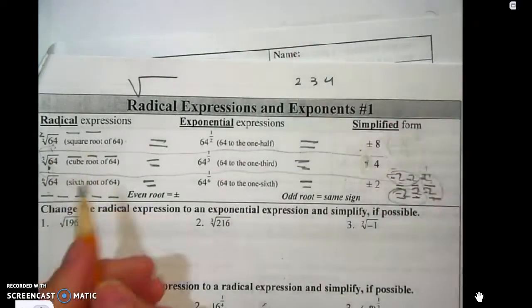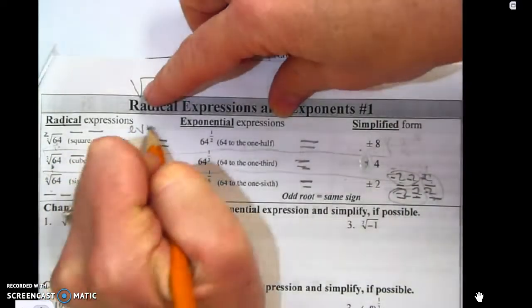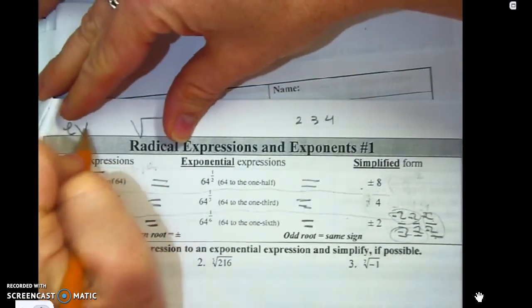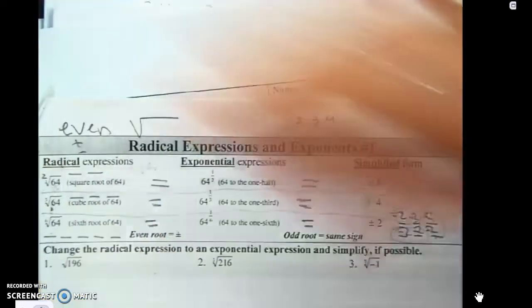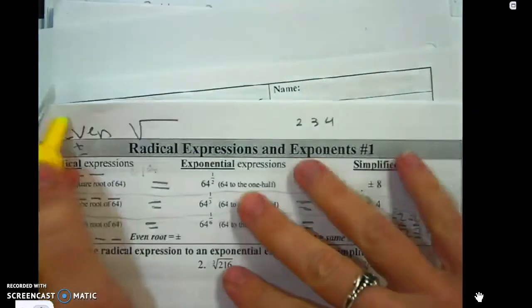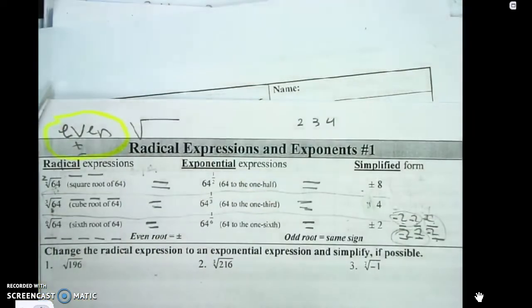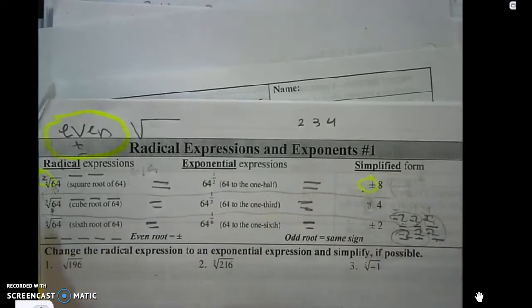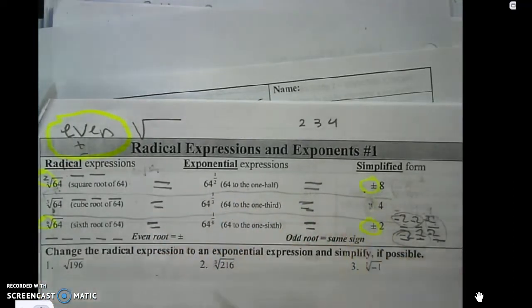If you have an even square root, well, let me write it up here. So if it's even, there's going to be a plus or minus, okay? So if it's an even root, it's going to be plus or minus. So if you look here, this is even, plus or minus. This is even, plus or minus.